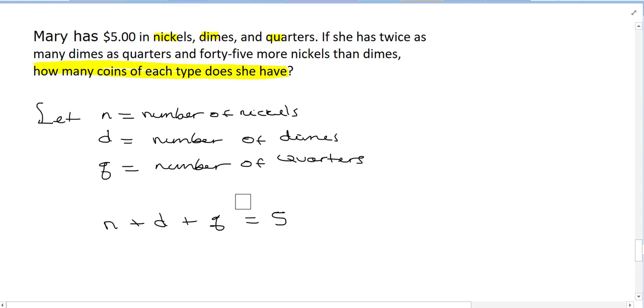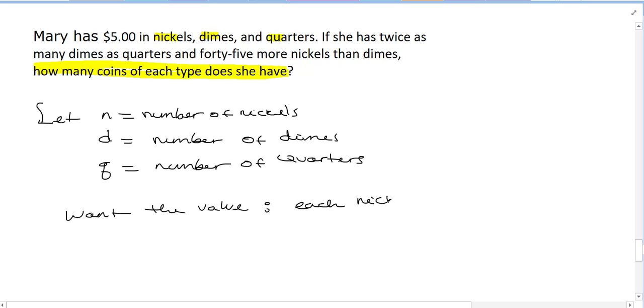So I have to make sure that I write the value. So we want the value because we're equating it to $5. So I know that each nickel is worth 5 cents. So you can think of it as 5 cents or $0.05. So we kind of have to make a decision. Do we want our units to be cents or do we want our units to be dollars? So I'm going to want my units to be cents.